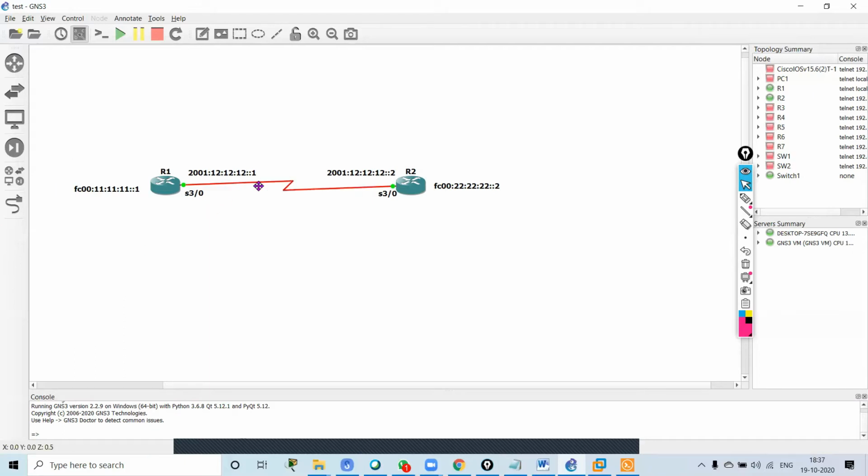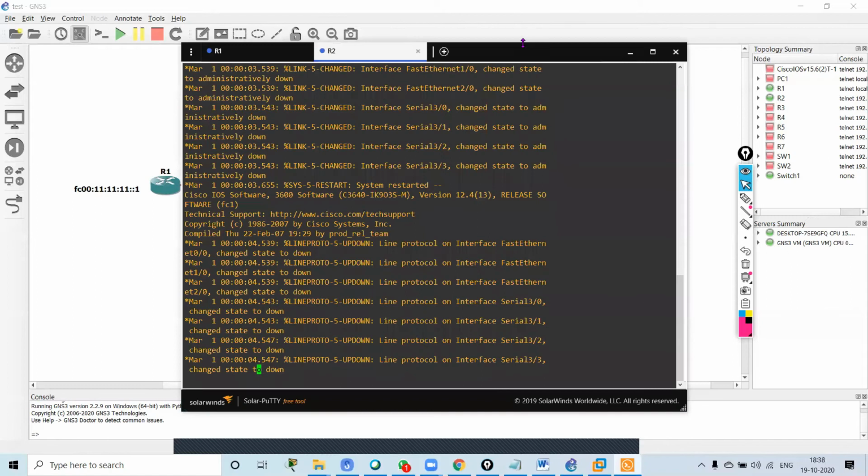Okay. And in the WAN, I'll be using the 2001:12:12:12 network, one over here and two over here. The IP addressing scheme, the rule to assign IP addresses, is also the same. All the things are the same, just the commands are somewhat different. The LAN of R2 will be FC00:22:22:22::2. Okay, so we'll assign IP addresses.